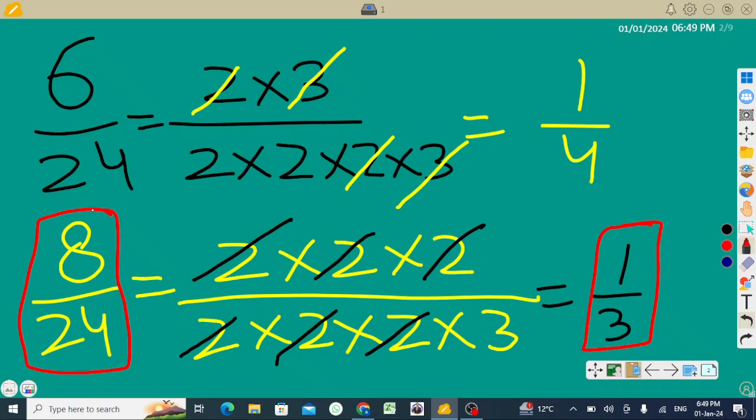So 1 upon 3 and 8 upon 24 are equivalent fractions, because you can get one from the other by either dividing or multiplying the same number above and below. Supposing you want to get 8 upon 24 from 1 upon 3, you multiply by 8 upon 8, and you get 8 upon 24. And similarly, if you want to get 1 upon 3 from 8 upon 24, you divide by 8 upon 8. When you divide 8 by 8, you get 1, and when you divide 24 by 8, you get 3. So you get 1 upon 3.